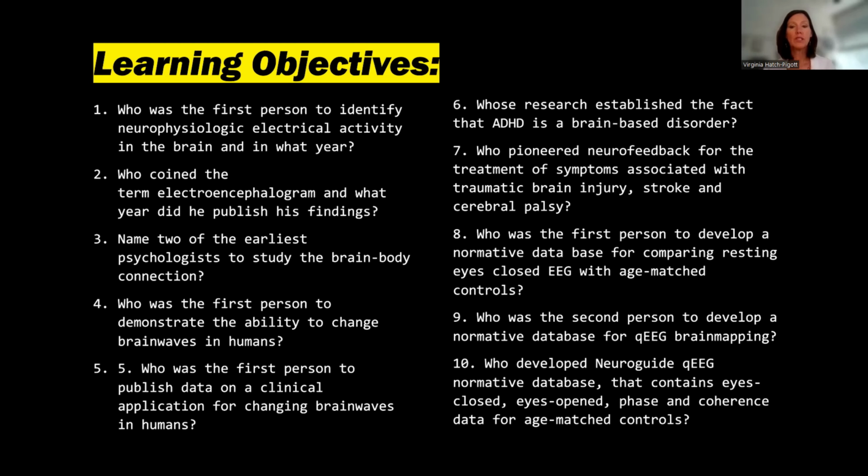Number 8, who was the first person to develop a normative database for comparing resting eyes closed EEG with age-matched controls? Number 9, who was the second person to develop a normative database for QEEG brain mapping? And number 10, who developed NeuroGuide QEEG normative database that contains both eyes open and eyes closed, phase, and coherence for age-matched controls? That's a lot, so let's get started.